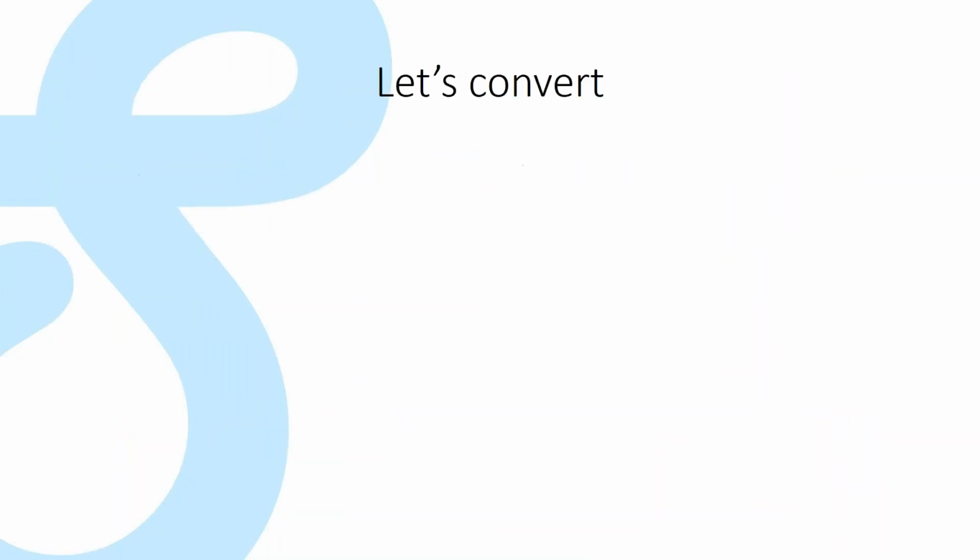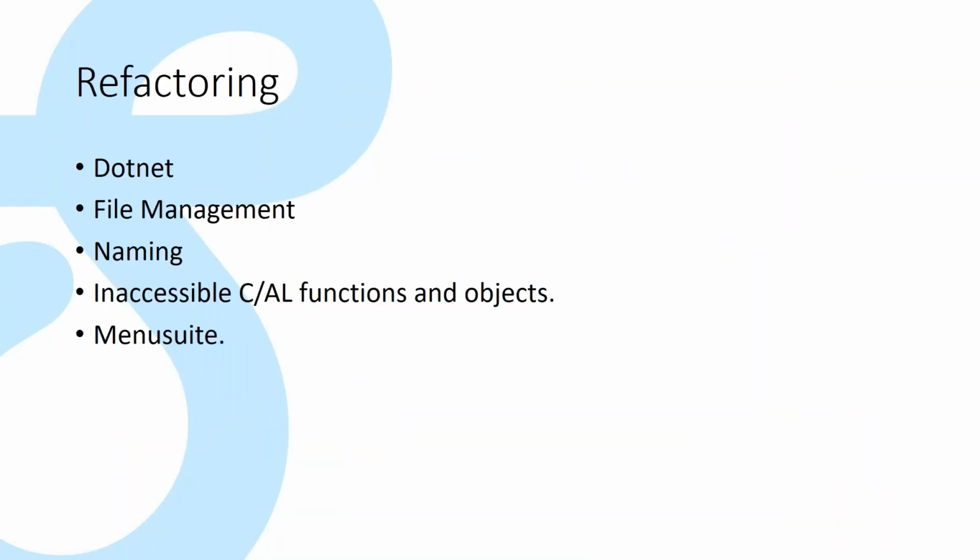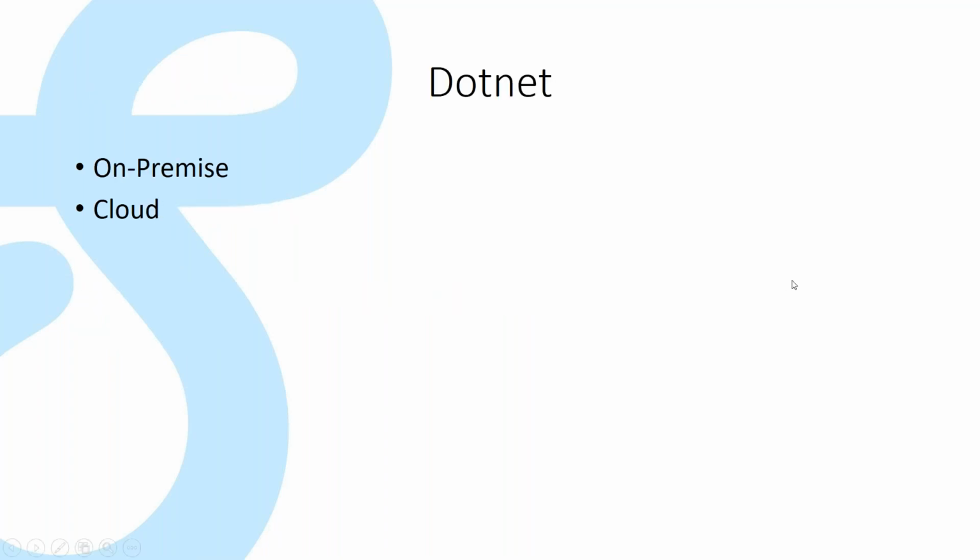What you have to know is that the most common refactoring issues are .NET, file management, naming, inaccessible CL functions and objects, and also many suites. So in order to do something about that, as I mentioned in the previous webinar, to work with .NET, we can do a couple of things. For on-premise, the .NET is available, but you will have to create .NET objects as well. That's not a problem. We can do that easily.